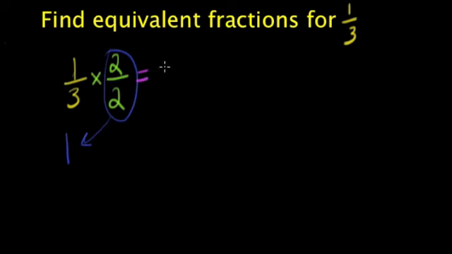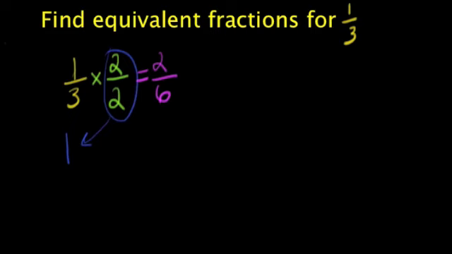So let's go ahead and multiply our 1/3 by 2 halves. 1 times 2 is 2, and 3 times 2 is 6. So there's our answer. 1/3 is the same as 2/6. So what we did was we took our 1/3, multiplied it by 2 halves, which is essentially just 1, and we got 2/6. So these fractions are equivalent.